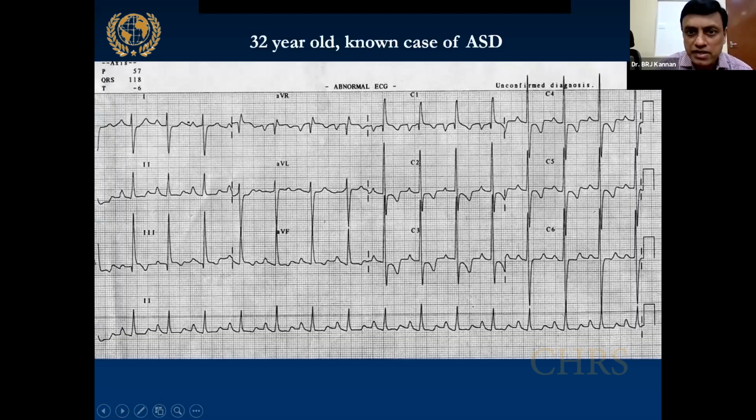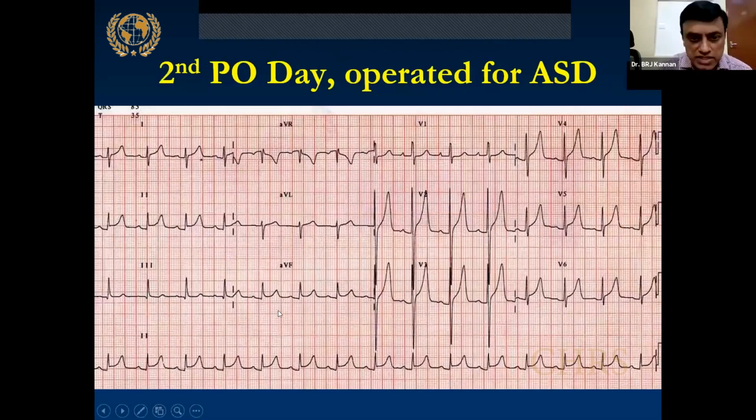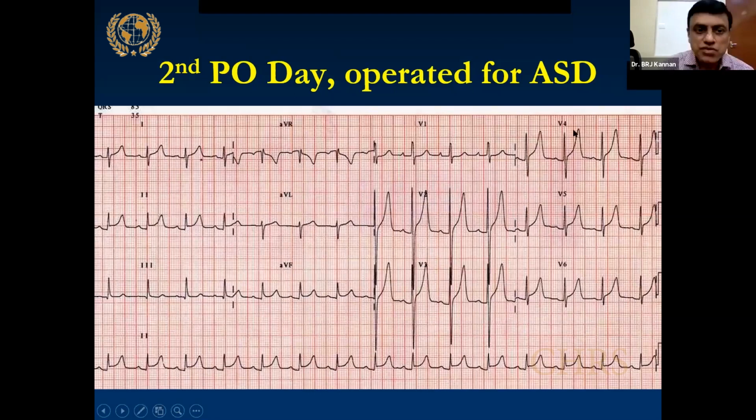This is the second post-operative day in a child operated for ASD. You can see ST elevation in multiple, almost all leads. You have ST elevation in all leads with concavity upwards and PR depression in all the leads. See the PR depression? So this is a very classical feature of pericarditis, which we see very commonly in the post-operative period. This is nothing to worry. As the operation-related inflammation goes away, this will go away.